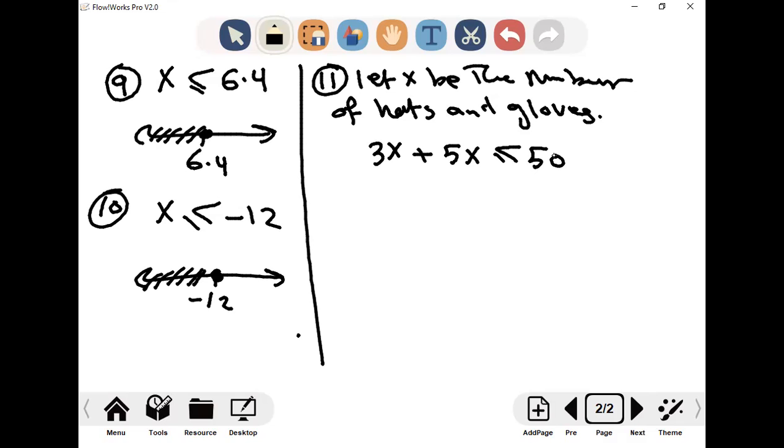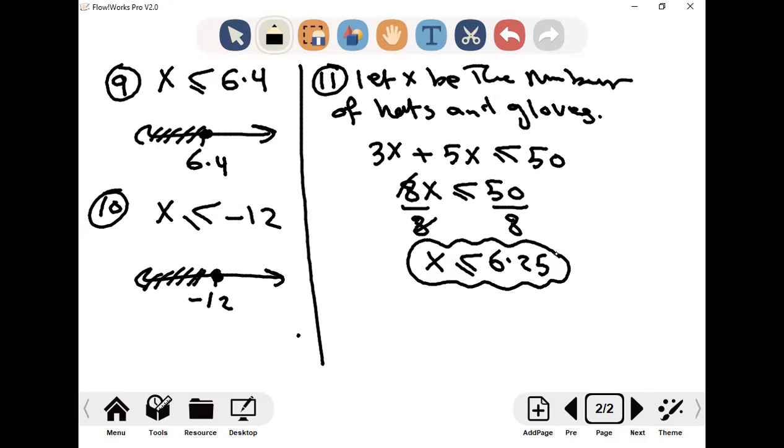The question asks how much money she will have left after buying the greatest number. Yesterday we talked about this point. So let's solve it first. We have 8x less than or equal 50, and we divide by 8 on both sides. Why did we add the 3x and 5x? Like terms we can add. They have the same variable, the same exponent, so we can add the x's. Divided by 8 on both sides, x is less than or equal 6.25.